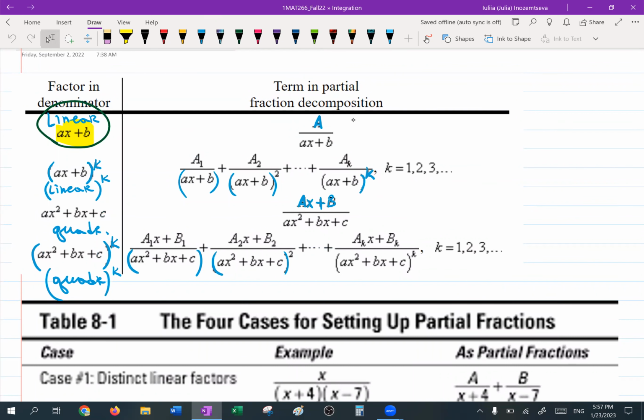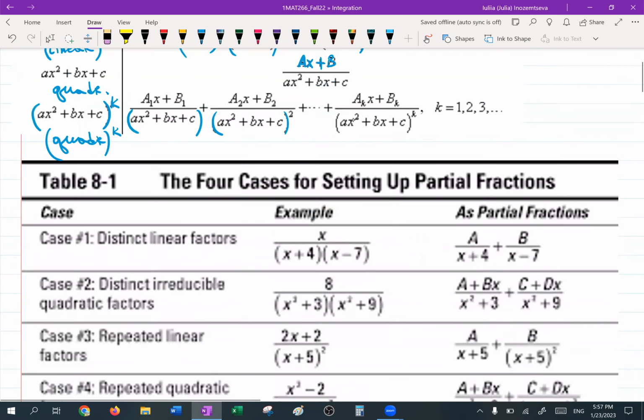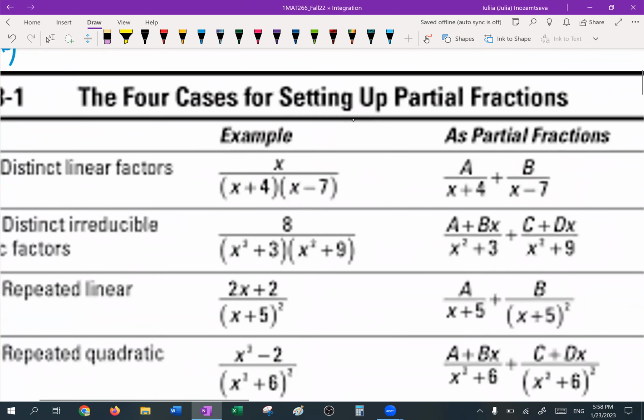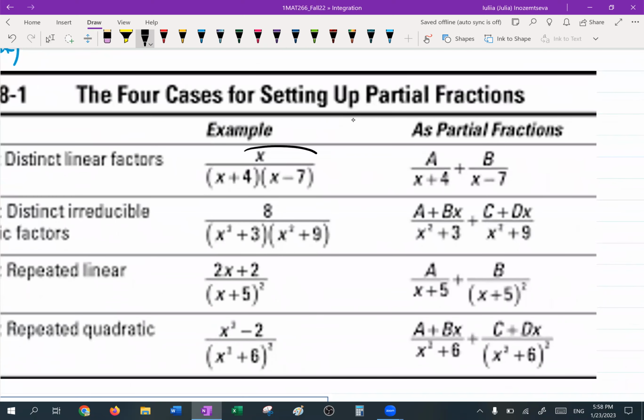The most important is if you have an integral with stuff, this way maybe it is easier. Let me do three examples for this video. If you have x over linear times linear, it will be A over linear plus B over linear. And this is actually not necessarily about the integrals, it's partial fraction decomposition. And then we integrate all of this.